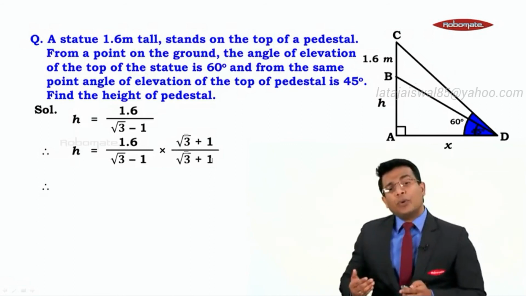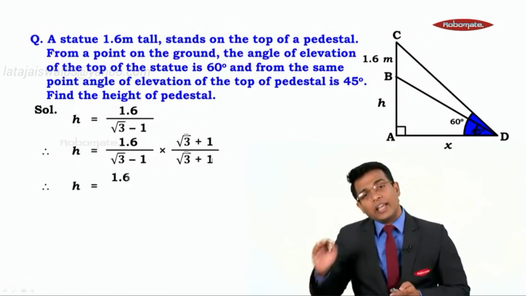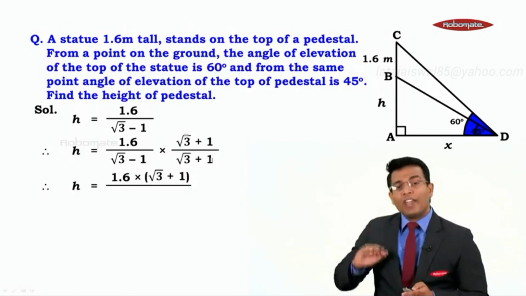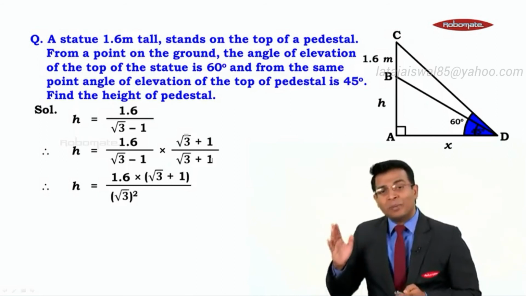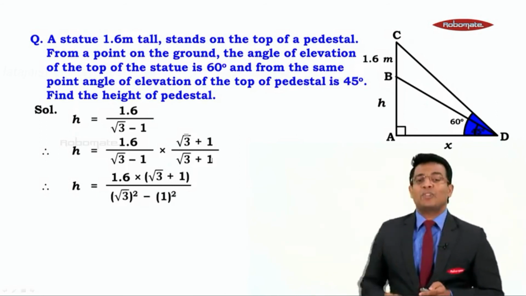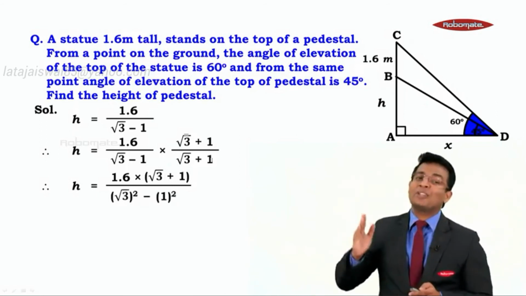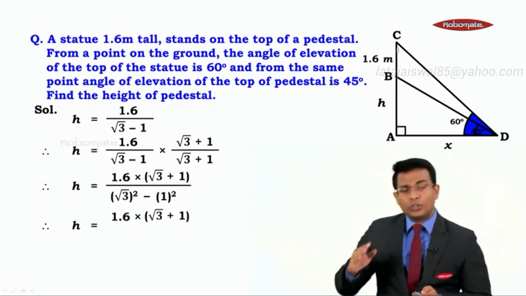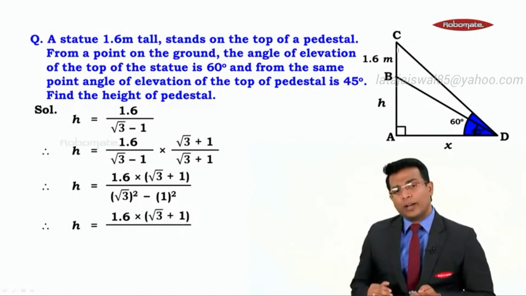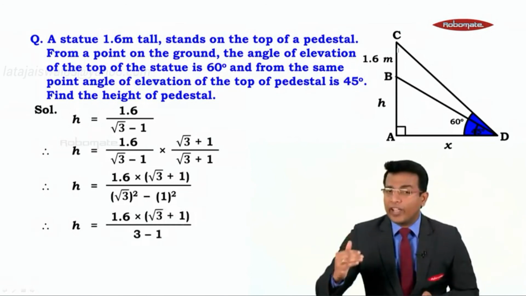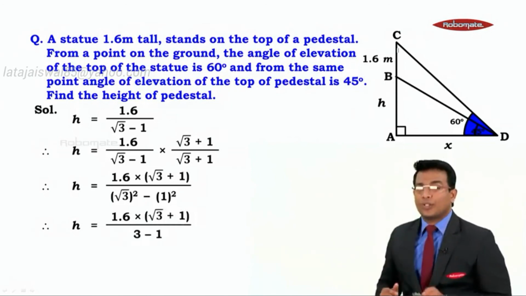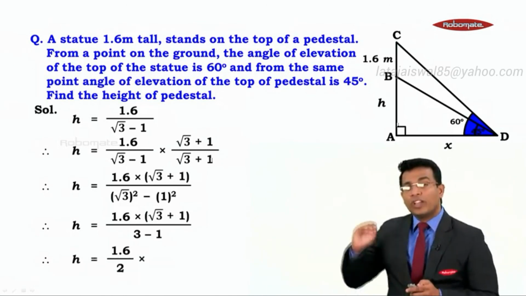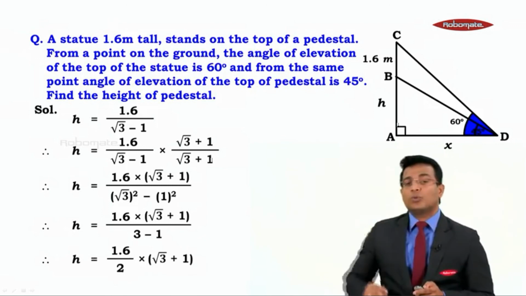In the numerator we get h is equal to 1.6 into bracket root 3 plus 1. In the denominator, it is in the form of a plus b into a minus b, so it will be written as a square minus b square, which is root 3 the whole square minus 1 square. Now we solve the denominator further. The numerator 1.6 into root 3 plus 1 remains as it is. In the denominator, root 3 square is 3, minus 1 square, which is 1, so 3 minus 1 is 2. So we have 1.6 upon 2 into root 3 plus 1.